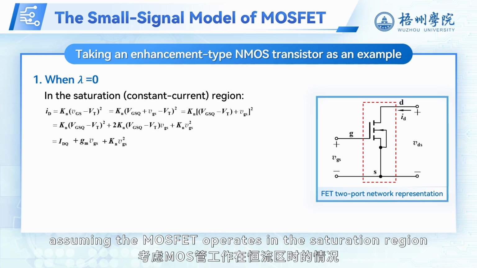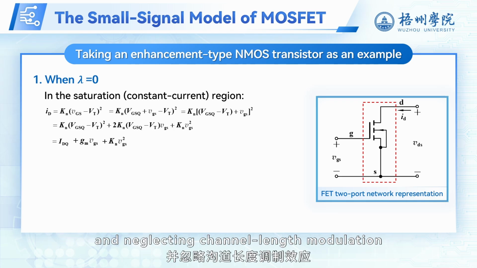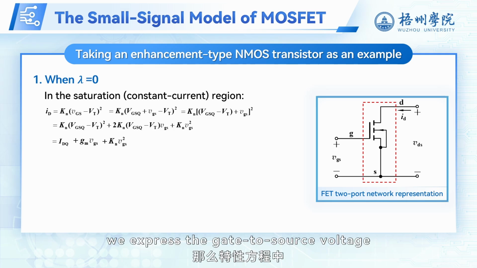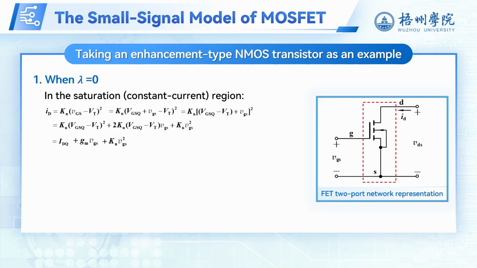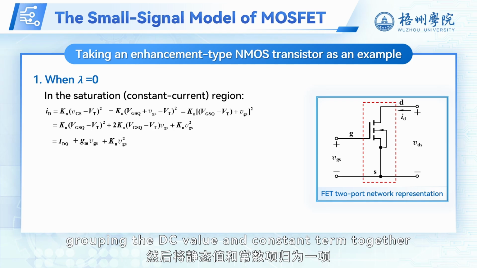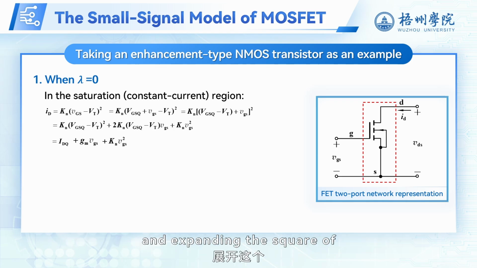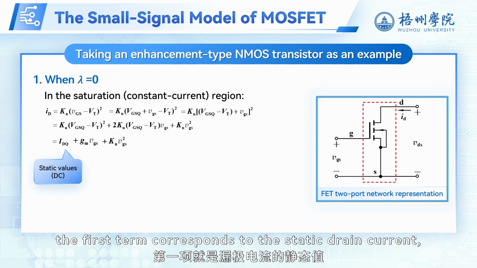Assuming the MOSFET operates in the saturation region and neglecting channel length modulation, lambda equals 0, we express the gate-to-source voltage in the characteristic equation as the sum of its DC component and its AC component. Grouping the DC value and constant term together and expanding the square of this binomial yields three terms. The first term corresponds to the static drain current.